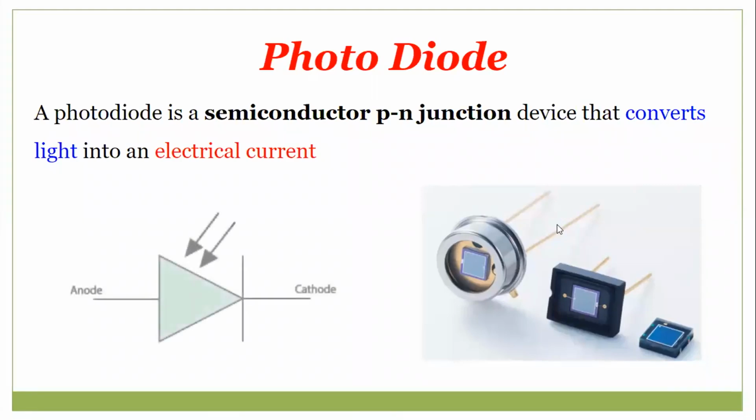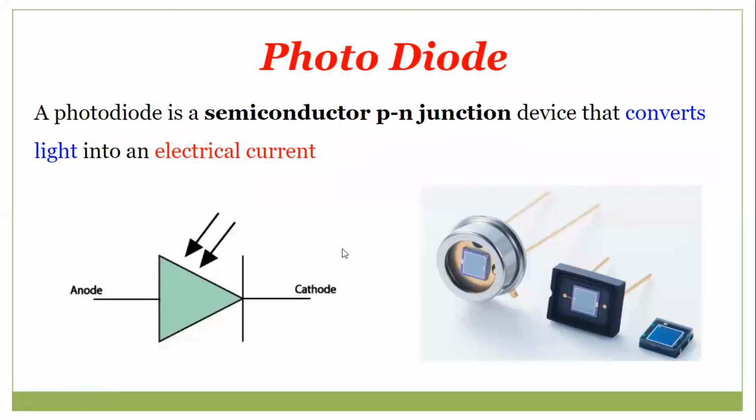The symbolic representation of photodiode will be indicated like this. Here the anode and cathode terminals are the same. Only one additional thing is added to the symbol, which is the light arrow. This arrow indicates that light is going to fall on the junction of a photodiode.